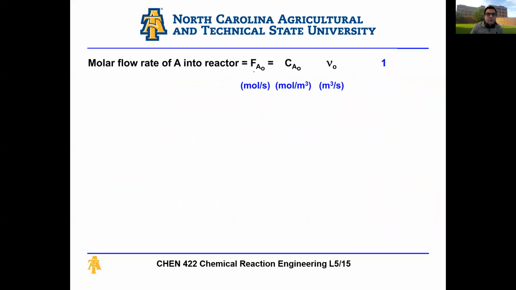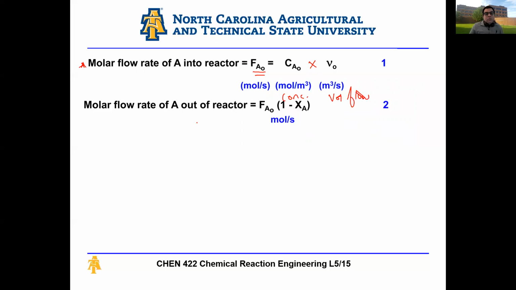So FA naught is the molar flow rate of A into the reactor. These are some other definitions for you to remember. It has units of mole per second, mole per time, whatever. And this is also an important equation: FA naught is equal to CA naught multiplied by your volumetric flow rate, right? So FA naught is the mole flow, this is concentration, this is volumetric flow. The mole flow rate of A leaving the reactor now is FA naught times 1 minus XA.